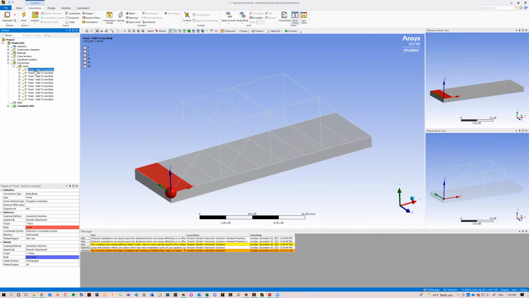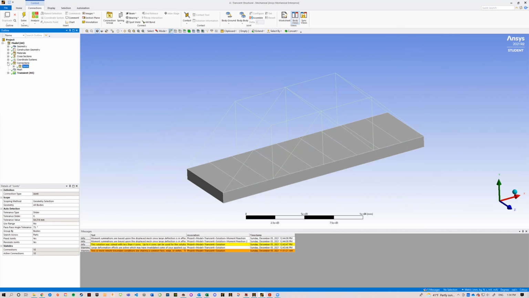I was thinking about using symmetry, but when I actually went to solve the problem, it wasn't necessarily perfectly symmetric. Oscillations arose, so it caused the bridge to wiggle a little bit about both axes.